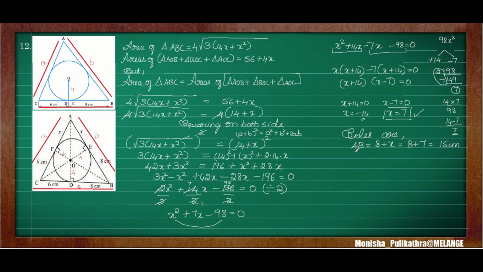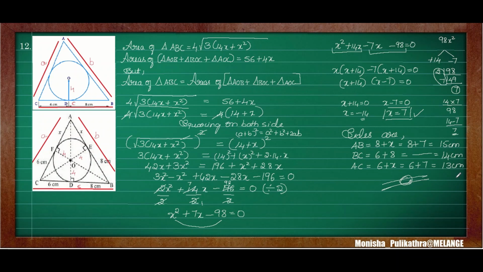Okay. Next one is BC, already they have given, that is 6 plus 8. 6 plus 8 is equal to 14 centimeter. Okay. So next one is AC. AC is 6 plus x, that is 6 plus 7 is 13 centimeter. So these are the values for AB, BC and AC. It is quite a lengthy problem, but when you do it step by step, it will come quickly and also clearly. Okay, hope you understood this.